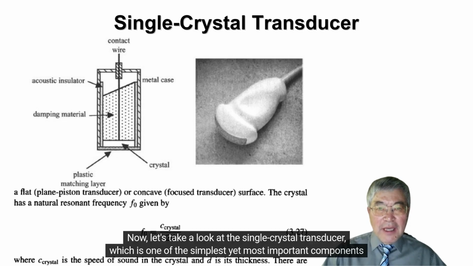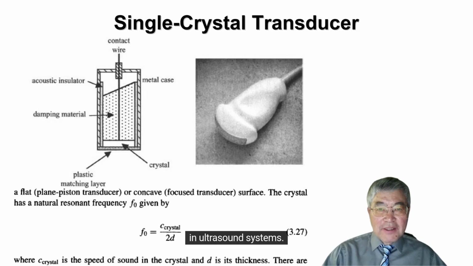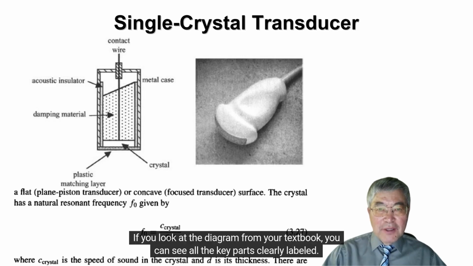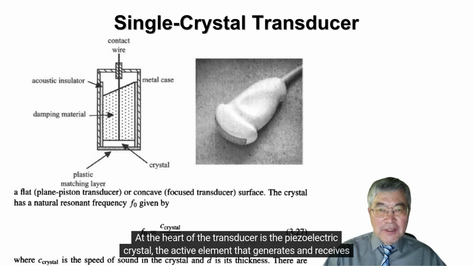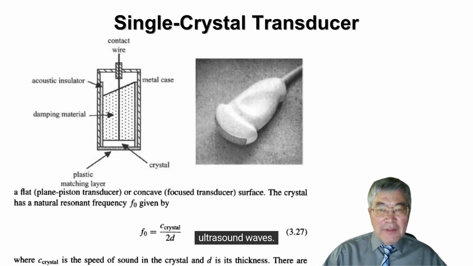Now, let's take a look at the single crystal transducer, which is one of the simplest yet most important components in ultrasound systems. If you look at the diagram from your textbook, you can see all the key parts clearly labeled. At the heart of the transducer is the piezoelectric crystal, the active element that generates and receives ultrasound waves.